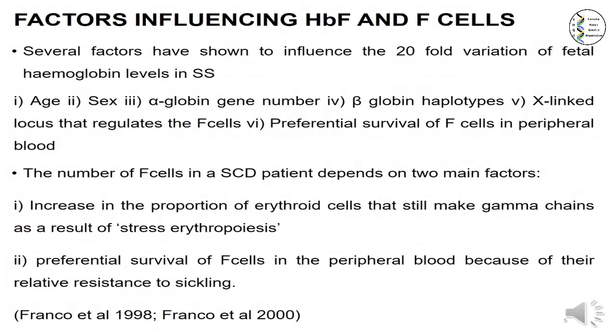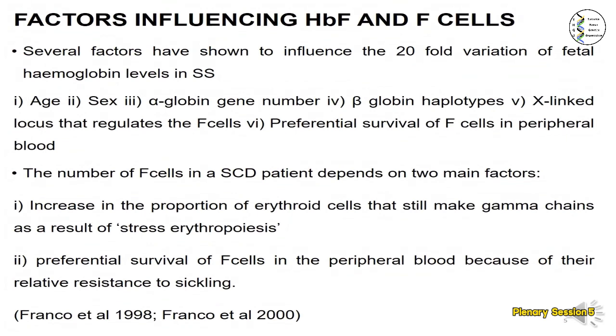There are many factors that influence fetal hemoglobin and F cell levels, that influence this variation that is seen in sickle cell disease individuals, and some of these factors include age, sex, the alpha globin gene number, the X-linked locus, as well as preferential survival of F cells in peripheral blood. And the number of F cells in sickle cell disease patients actually depends on two main factors.